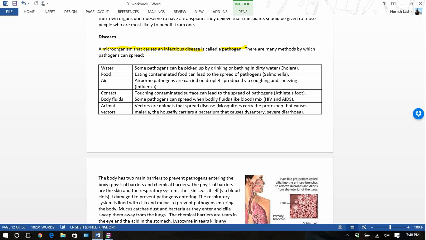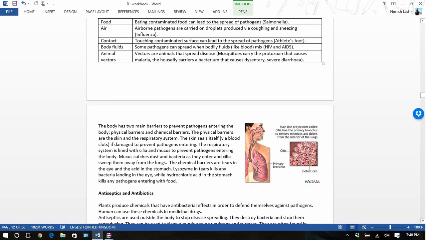Animal vectors, okay, that's generally mosquitoes carrying the protozoan that causes malaria, or the housefly carrying the bacteria that causes dysentery and potentially severe diarrhea. So know how each of these pathogens is spread. Give an example of how each can spread. So give an example of something that can go through water, food, and if you're making your own notes, make sure you tie those together.